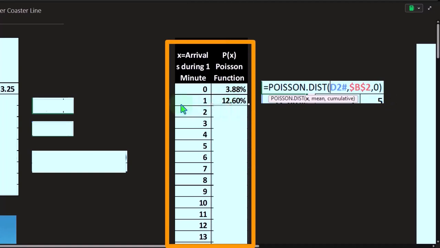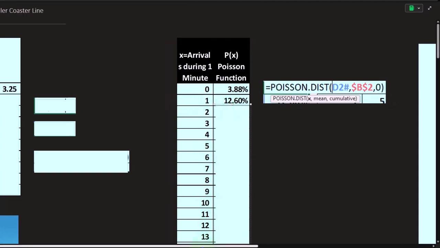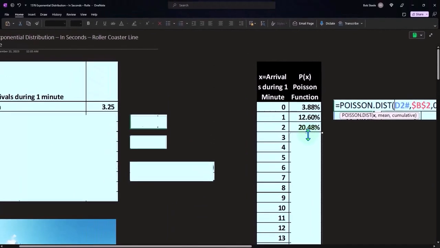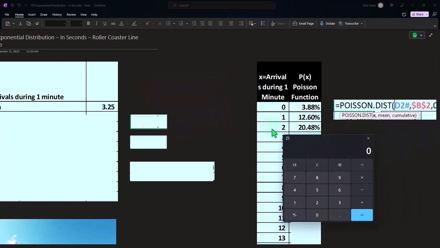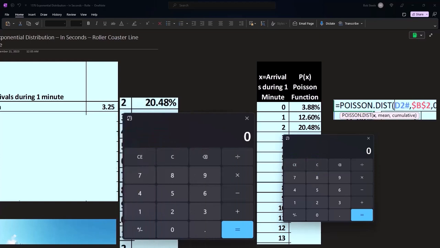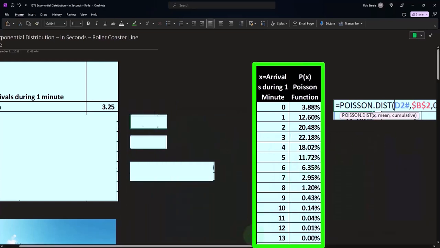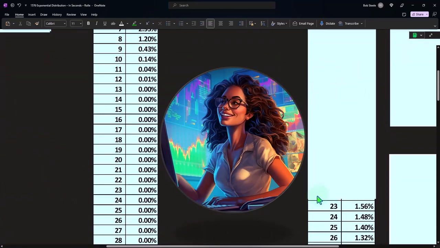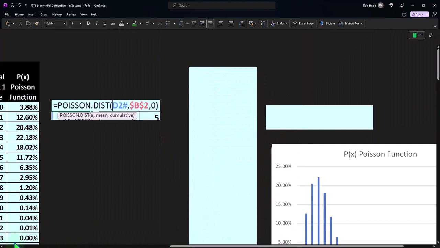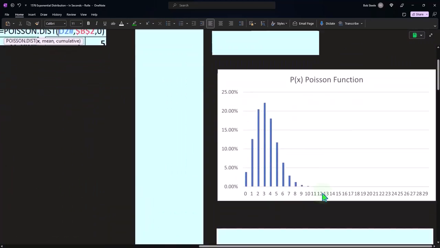What's the likelihood that one person shows up in the 1 minute time frame? The 12.6. What's the likelihood that two people show up? The 20.48. If I wanted to know the likelihood of having 0 to 3 people show up within the 1 minute time, I can then say 3.88 plus 12.6 plus 20.48 and so on. So we looked at that in a similar presentation in our prior practice problems. And the curve would look something like this. So here's our Poisson curve.